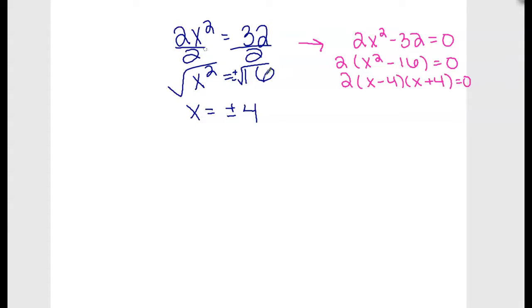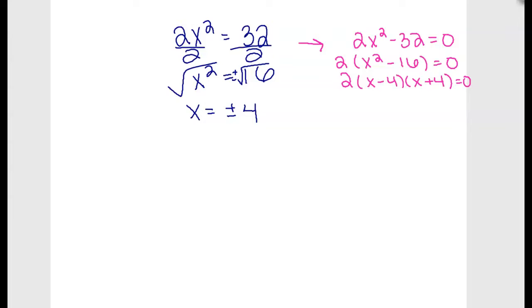So you can see how solving by taking the square root significantly reduces the number of steps you can take. Now again, this only works if b is equal to 0. So it's a special case and does not work for all equations.